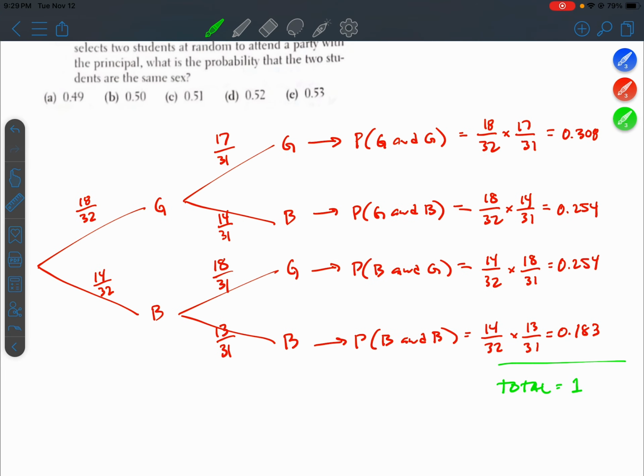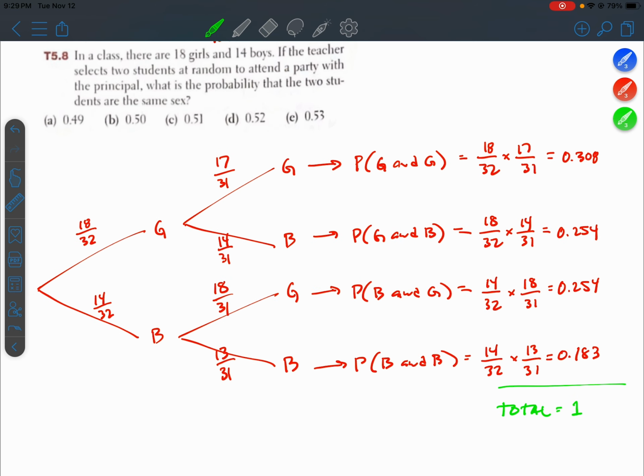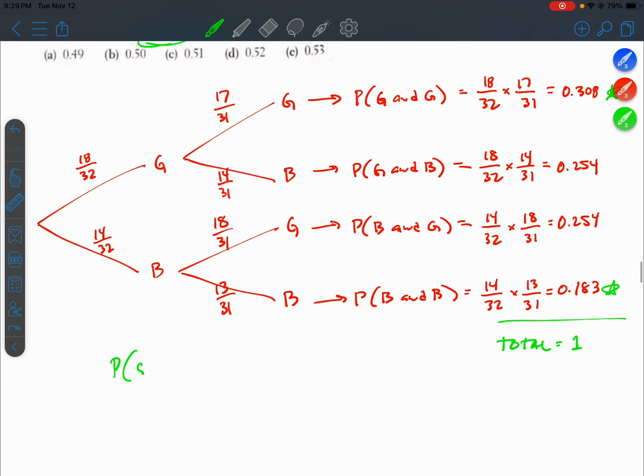Okay, so we've basically drawn out the sample space using the tree diagram. Now let's answer the question. What's the probability that the 2 students are the same sex? So that could be the first outcome, 2 girls, or the last outcome, 2 boys. Okay, so the probability of the 2 students having the same sex is 0.308 plus 0.183, giving us a final answer of 0.491.